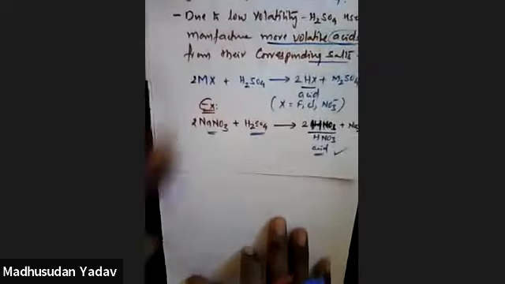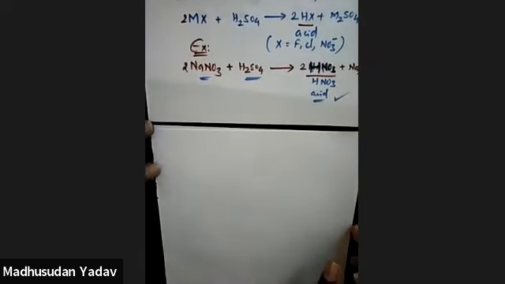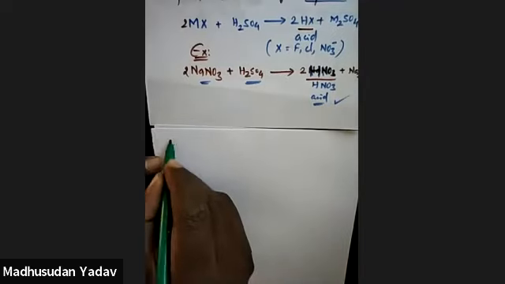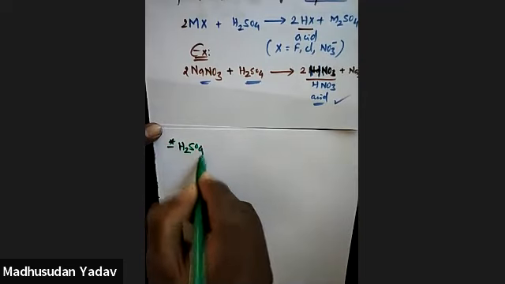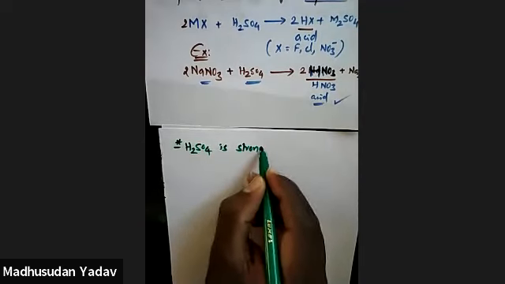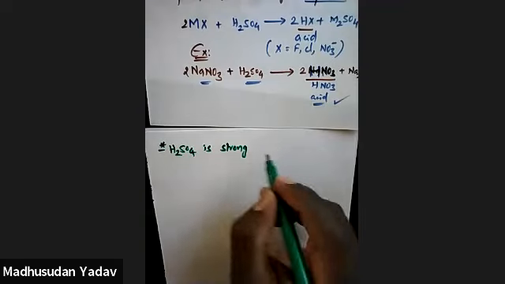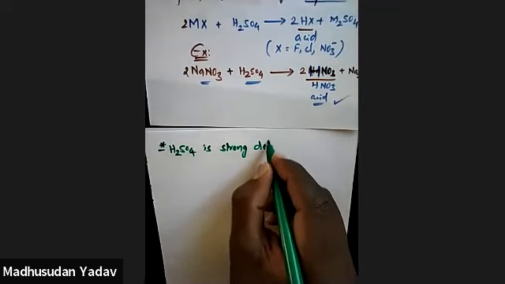Next, I'll move to another concept. Okay, listen. Sulfuric acid is a strong oxidizing agent. This is a very important point. In that property, it also acts as a strong dehydrating agent.